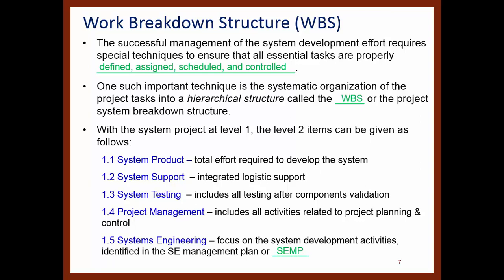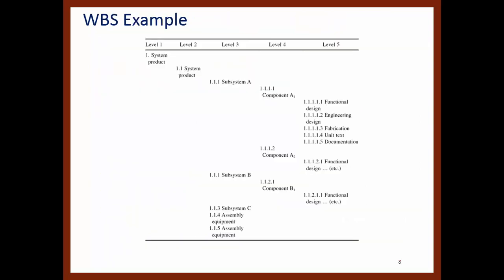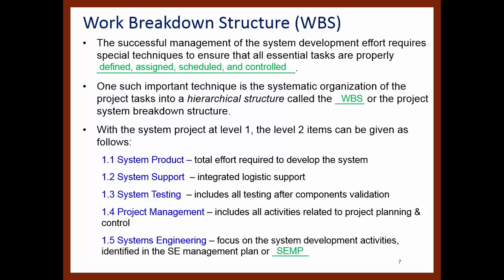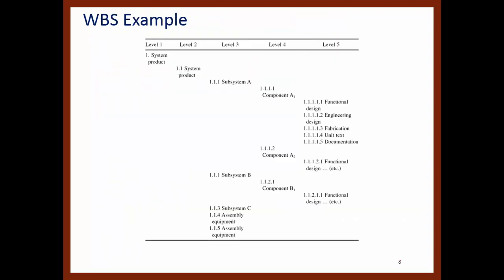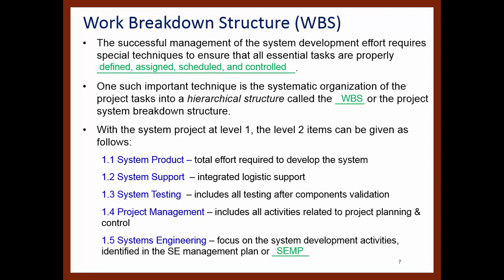Okay, so a work breakdown structure, again, allows us to see the hierarchical structure of all the things that might be needed to complete our system. Here's a representation of what we are trying to achieve. Again, this is just for the system product. At the top level, we have the system product, the overall system right here. And then 1.1 is representing this next level.